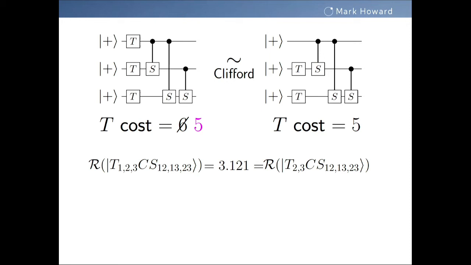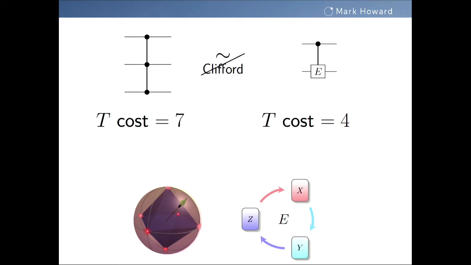Final example. Said before that the control control Z costs 7 for synthesizing unitarily. Here on the right, we have controlled E, where E is a Clifford gate, which is the one that maps Pauli X to Y, Y to Z cyclically. And so it's the one that has this state that comes out through the face of the octahedron as a fixed point, which in the original Bravyi-Kitaev paper were called T states. But we're trying to undo history now. And the new T states are what Earl and I are talking about. They used to be called H states.